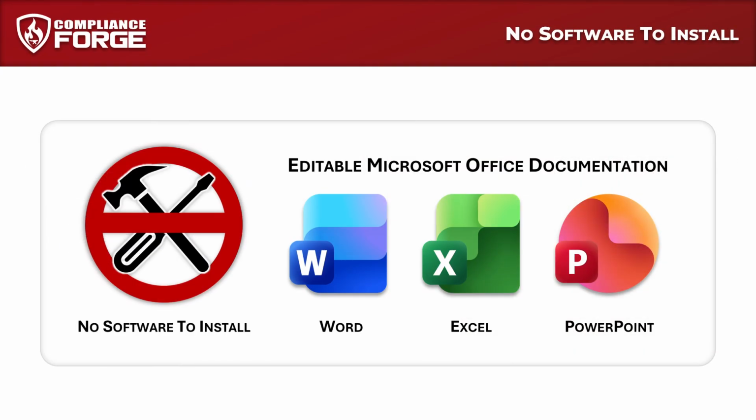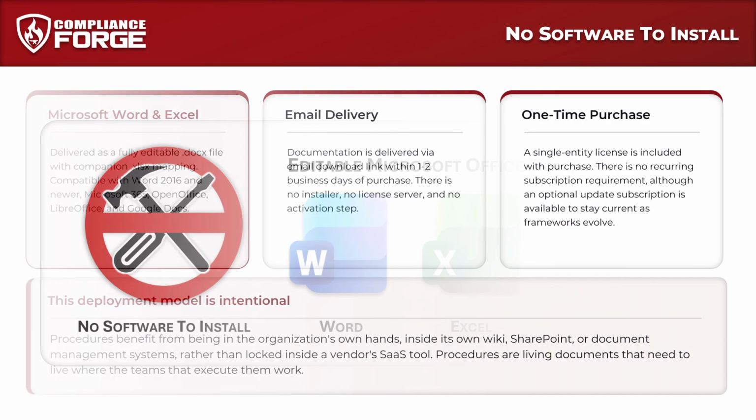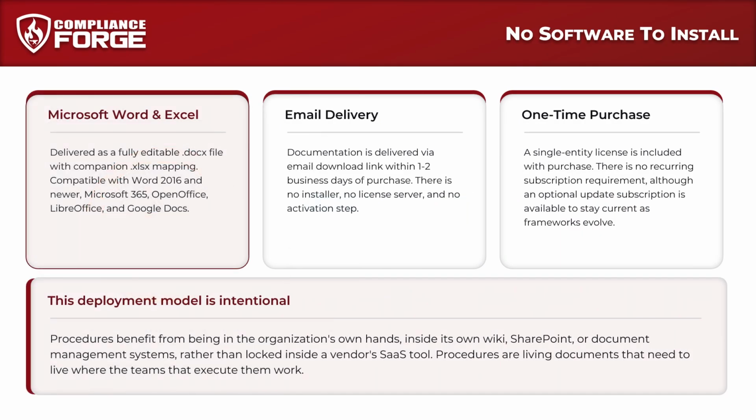This product is a one-time purchase of editable Microsoft Office-based documentation templates. There is no software to install, no agent to deploy, no account to provision, and no cloud environment to configure. If your organization can open and edit Microsoft Word and Excel files, the NIST 853 High version of the CSOP is ready to use. It is delivered as a fully editable Word file with a companion Excel mapping. Compatible with Word 2016 and newer, Microsoft 365, OpenOffice, LibreOffice, and Google Docs.